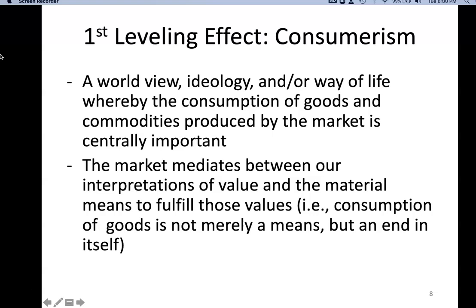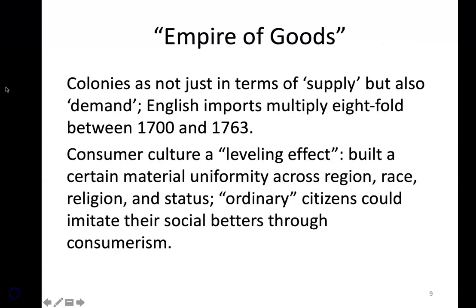Now, if you look in the parentheses, this means that consumerism or consumption of goods is not merely a means to, let's say, survive, but it's an end in itself. It's just something we do, right, without even thinking about it. All right, so let me describe how this exerts a leveling effect here.